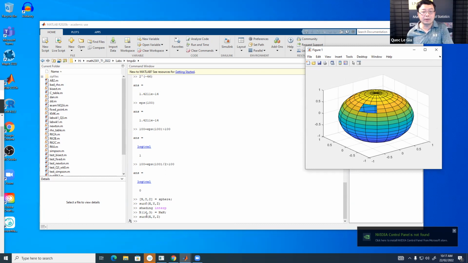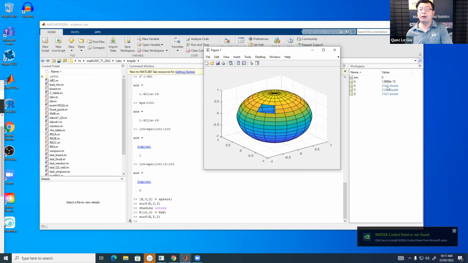So remember when you say 16, 3. So it means that X now, if you check the size of the matrix, X is a 21 by 21 matrix, okay? And when you put X(16, 3), it means that you take the 16th row and the third column, and you set it to not a number, and it corresponds to this point, okay? And it becomes not visible on the surface anymore, okay?